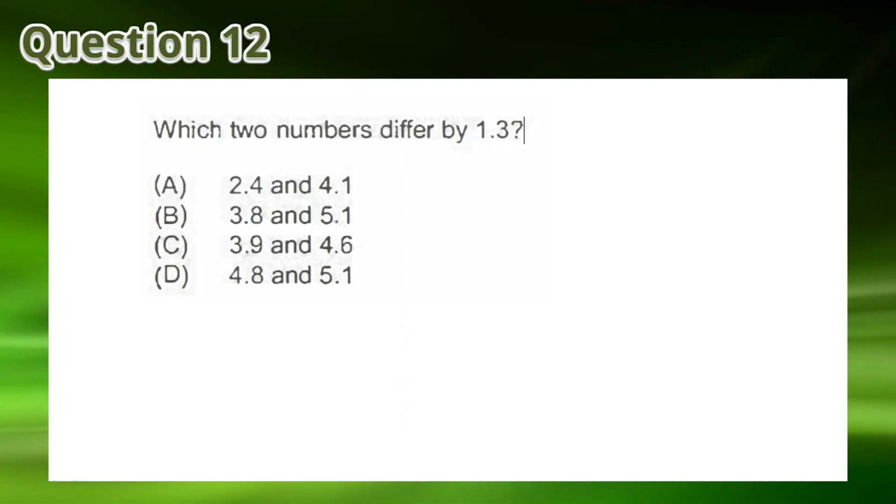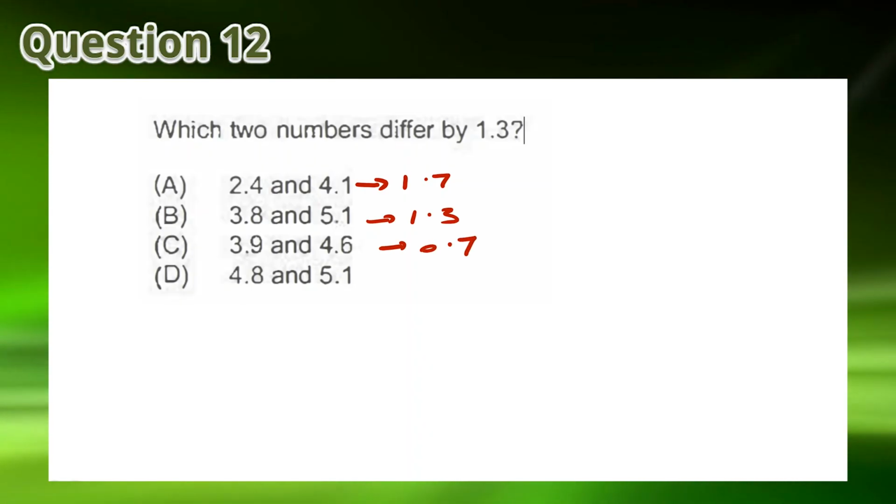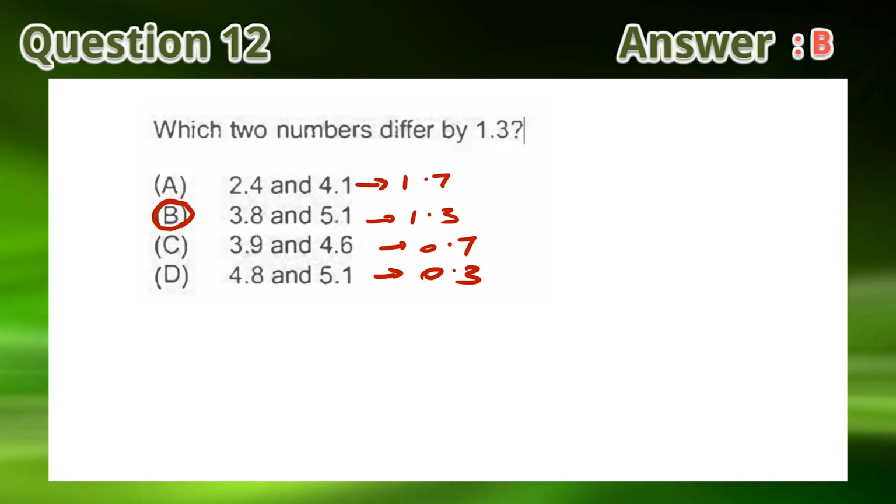The difference between 2.4 and 4.1 is 1.7, 3.8 and 5.1 is 1.3, 3.9 and 4.6 is 0.7, and 4.8 and 5.1 is 0.3. Only B has a difference of 1.3.